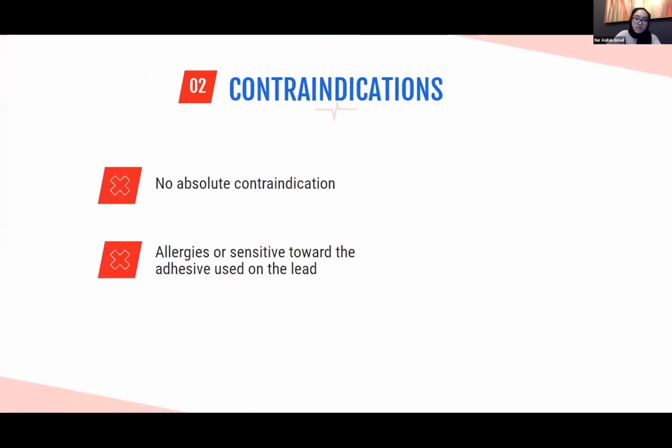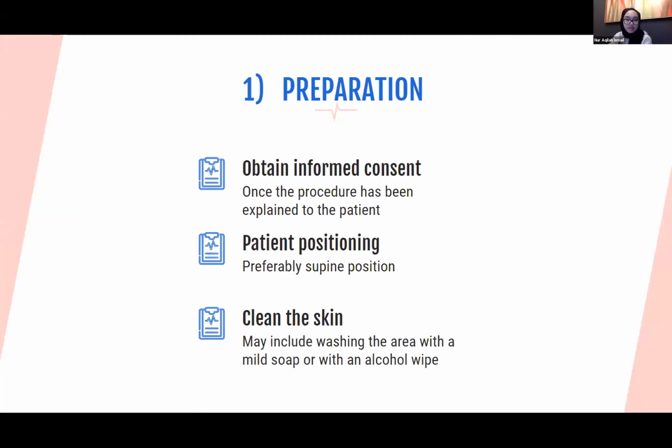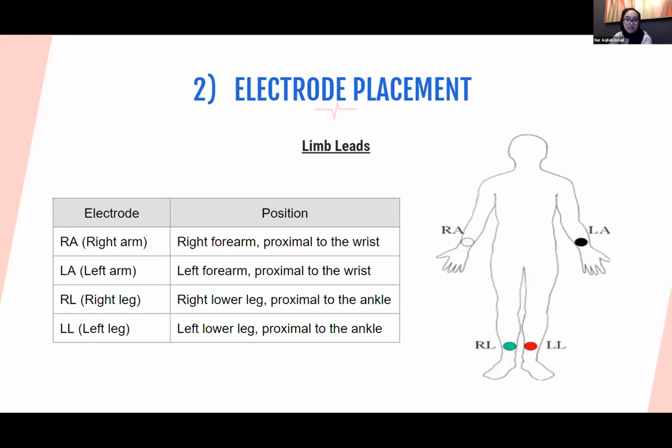As for contraindications, actually there is no absolute contraindication because the standard 12-lead ECG is relatively very safe, but we might want to consider if the patient has any allergies or sensitivity toward the adhesives on the leads. Next, of course, we have to start off the procedure with some basic preparation, like obtaining consent once the procedure has been explained to the patient, and then patient positioning, which is preferably in supine position, and we have to clean the skin, which may include washing the area with mild soap or with an alcohol wipe. And then we can proceed with the electrode placement.